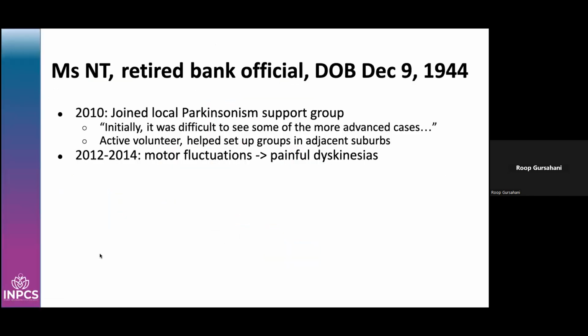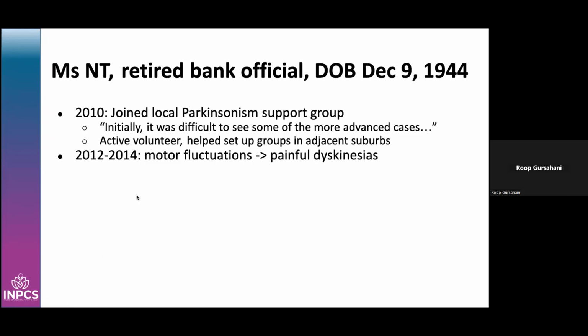At this stage, she joined a local Parkinsonism support group. One of the problems with putting people with Parkinson's into support groups is that they see the advanced cases and they find it difficult to handle. But she was a doer. She became a volunteer, and she actually helped set up groups in the suburb near her own house.